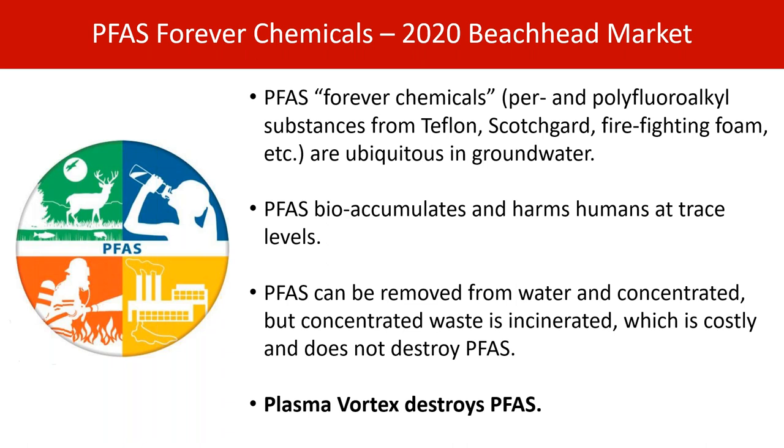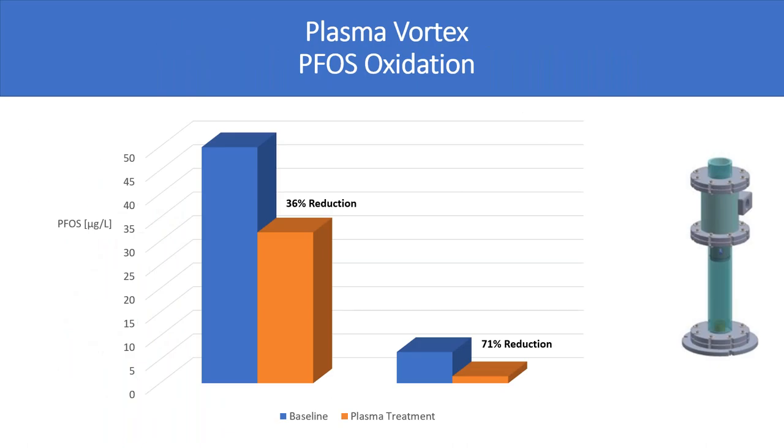Plasma vortex destroys PFAS. Can you just advance two slides, please? So we've tested, and the analytics was performed by UMass Amherst, a key thought-leading laboratory in environmental and civil engineering. Depending on the initial concentration, the efficacy of plasma oxidation differs, but we were able to show strong oxidation of PFAS, one of the most well-studied PFAS compounds, using plasma. With additional cycling through the reactor, we can definitely bring it down to non-detectable levels. Next slide.